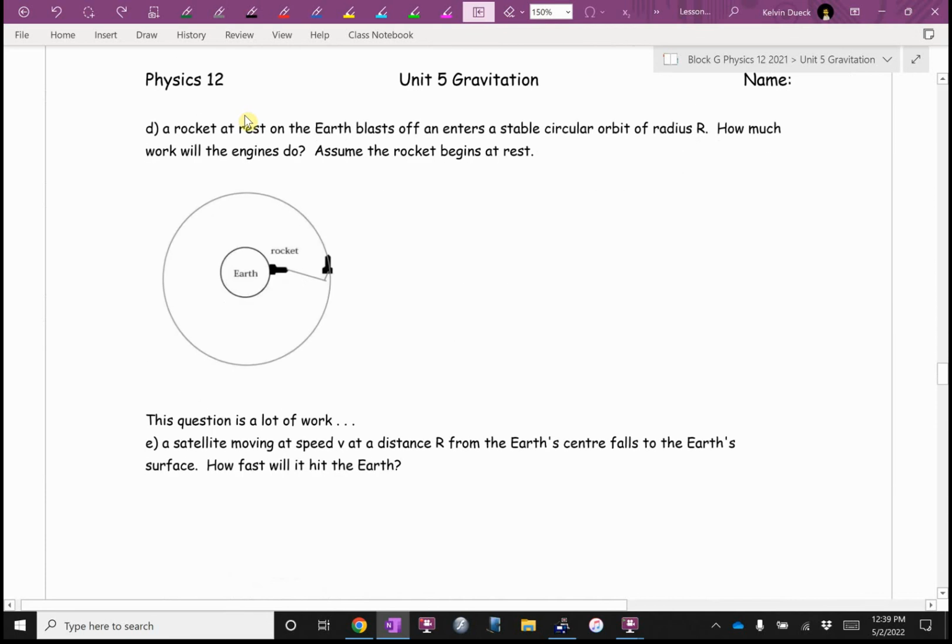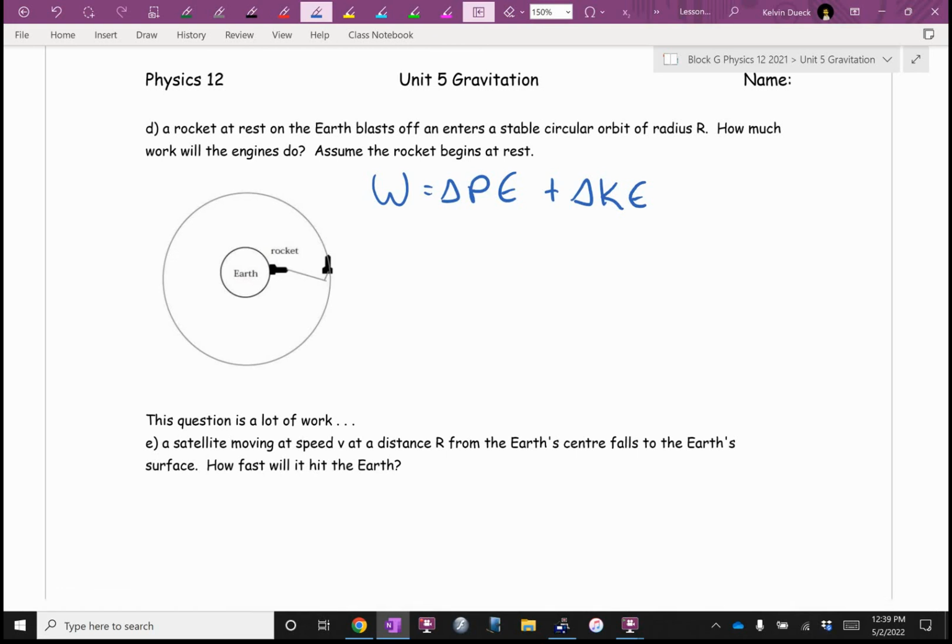Next page. A rocket at rest on the Earth blasts off and enters a stable circular orbit of radius big R. How much work will the engines do? Assume the rocket begins at rest. Okay. Darman, what does this question want me to find? Change in potential plus change in kinetic, baby. Are any of these 0? Only the initial kinetic energy.